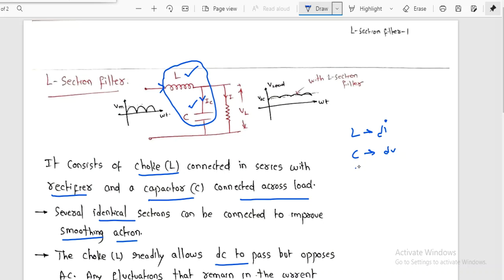So this is how the output we can observe. We used to get the output like this: charges, discharges, charges, discharges, and we can take its average value like this. So this is without the filter, before filtering the output, and this is after filtering the output with the L section filter.